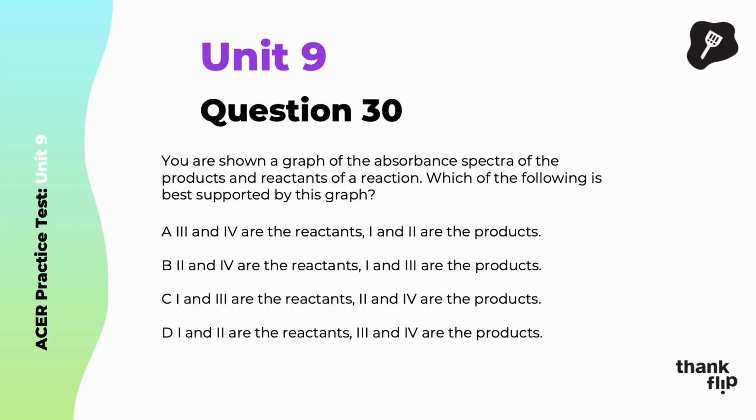So in question 30, we're given another graph. So we're given absorbance spectra of products and reactants of a reaction. And we're basically asked which of the following 4 options is best supported by this graph. So we're going to start off by just doing the process of elimination. So just for some context, we're going to look at the solid line, which is products.